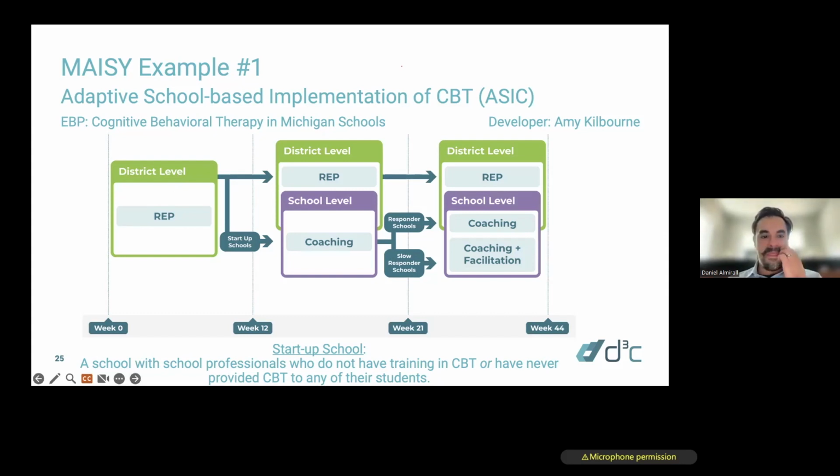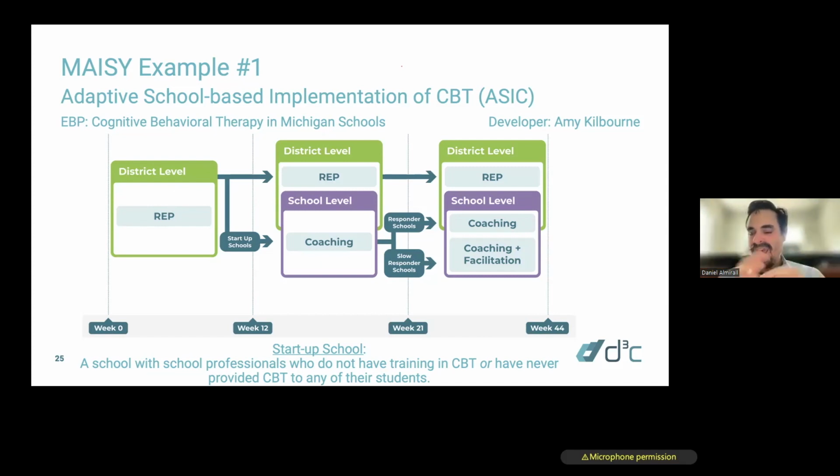And at the district level, at each county in the state of Michigan, I do something called REP. Now, let me tell you what REP is. I'm going to fast forward through what it is. I can give a whole talk on it, but basically REP is multifaceted. It has a bunch of bells and whistles. The first thing is I bring all of the school professionals from all the high schools in that county. I bring them to like a Holiday Inn or some university or whatever, and we do a weekend training on CBT.